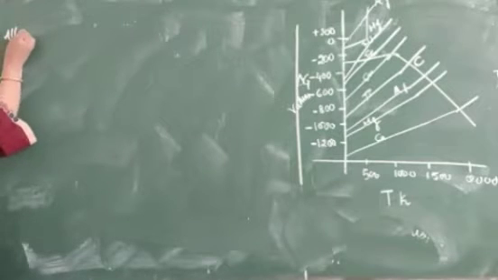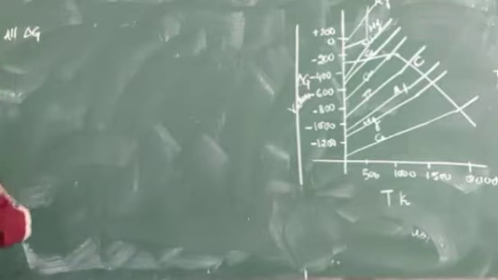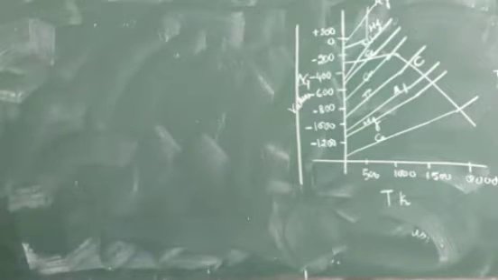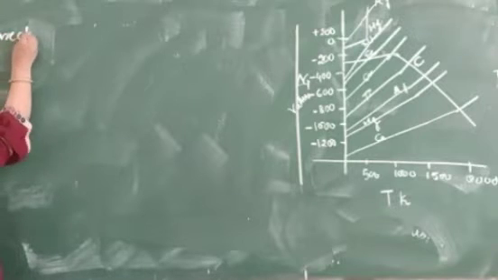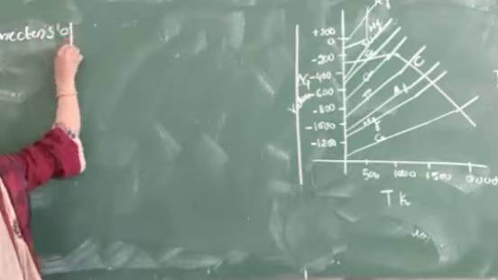What are the first characteristic features of the equilibrium diagram? We are going to deal with that over here. All delta G naught versus T lines slope upward. I'll write here the characteristics of the equilibrium diagram.